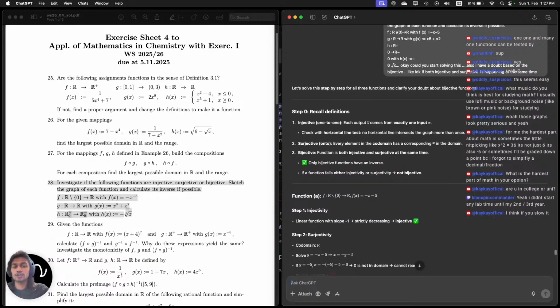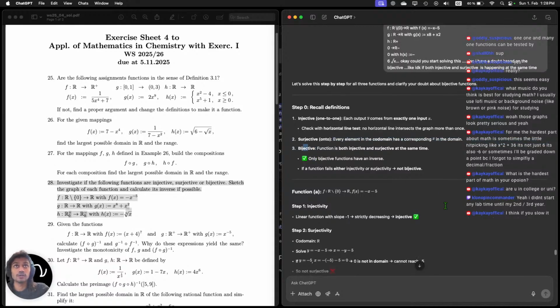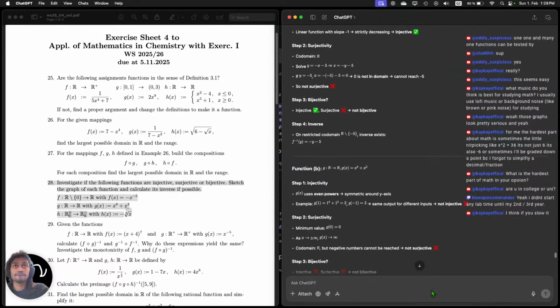One-one and many-one functions can be tested by what? Injective, surjective. Is that what you were talking about? Only bijective functions have an inverse. But if a function fails either injectivity or surjectivity, it's not bijective. Okay, I understand that, but how are surjective and injective together happening at the same time to become bijective?